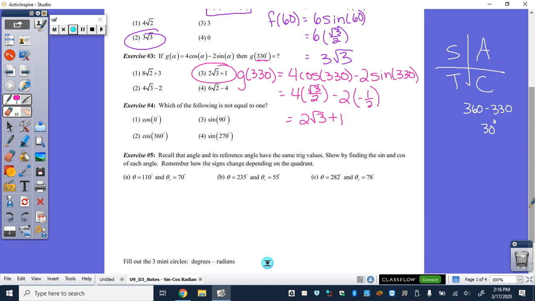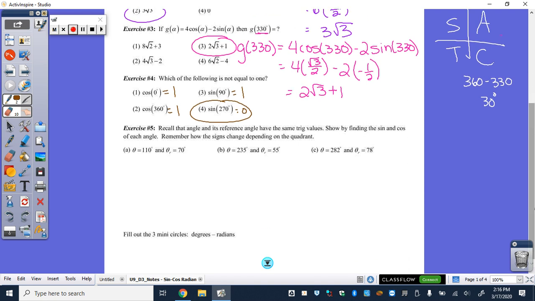So next wants to know which of the following is not equal to 1. So here we're dealing with all of the quadrantal values. So cosine of 0, if we look at our unit circle, is 1. Cosine of 360 would also be 1. Sine of 90 is 1, but the sine of 270 would be 0. So choice 4 is going to be the one that is not equal to 1.